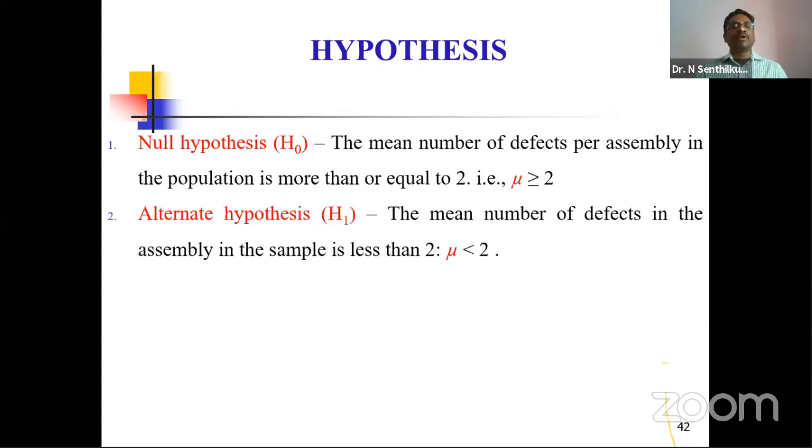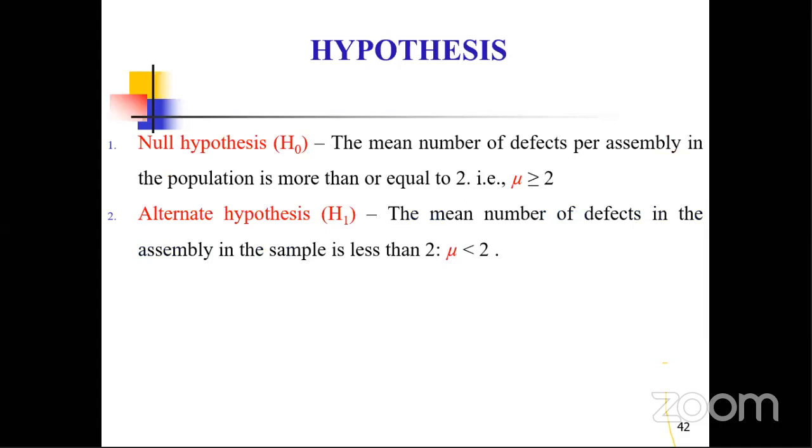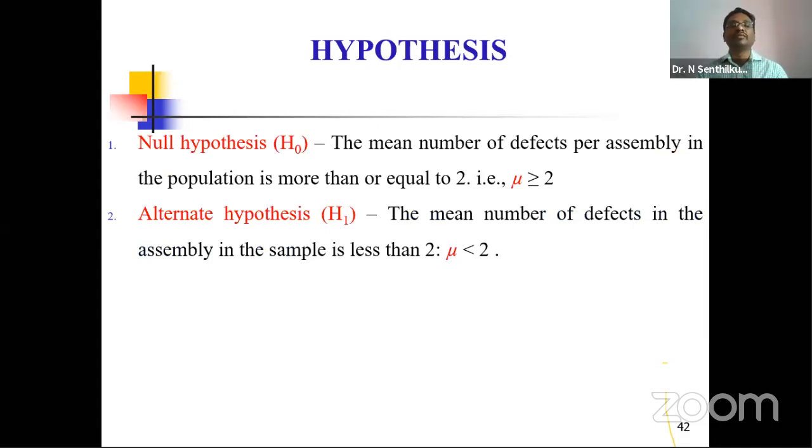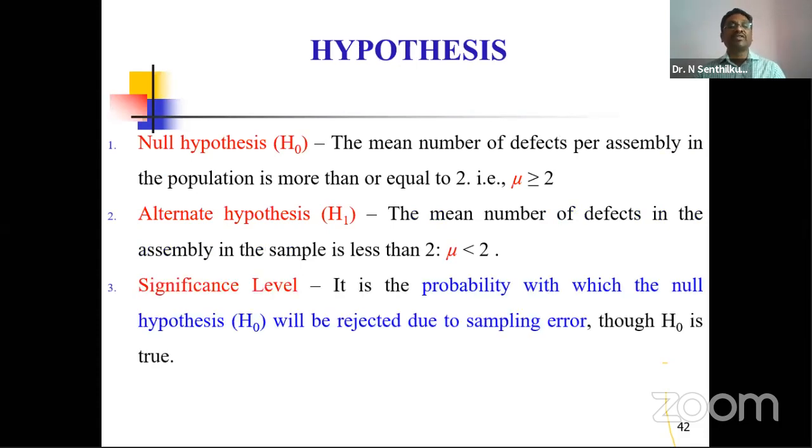For the null hypothesis, the mean number of defects per assembly in the population is more than or equal to 2. Hypothesis is nothing but an assumption, so initially I assume the number of defects in a sample is greater than or equal to 2. For the alternate hypothesis, it will be less than 2. That's all. It is just the opposite of the null hypothesis. Based on this, there will be two different types of errors, type 1 and type 2.